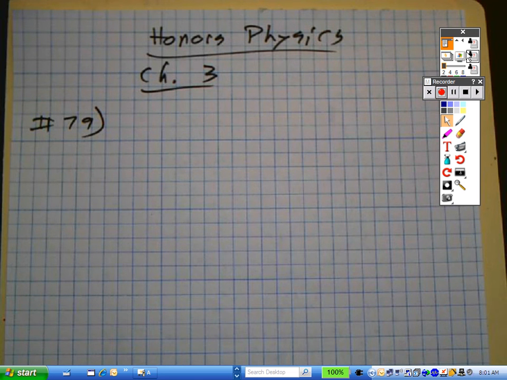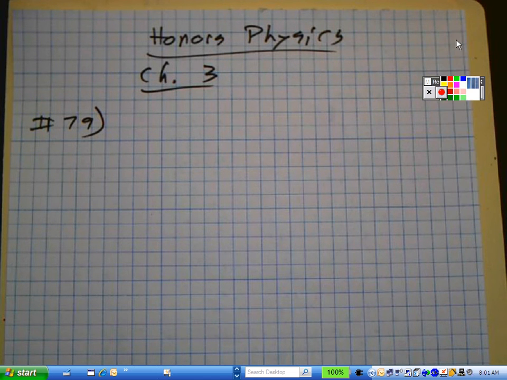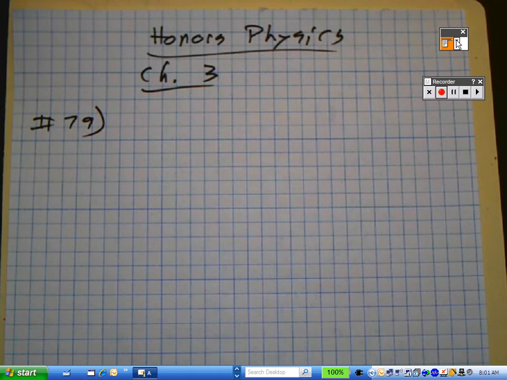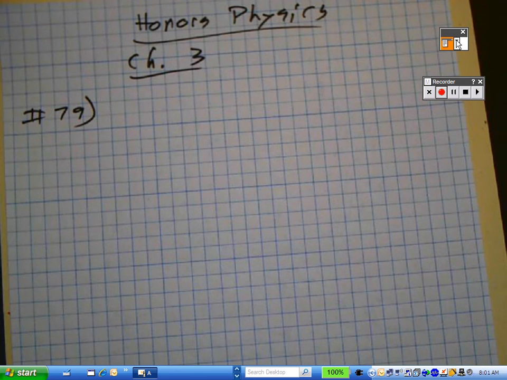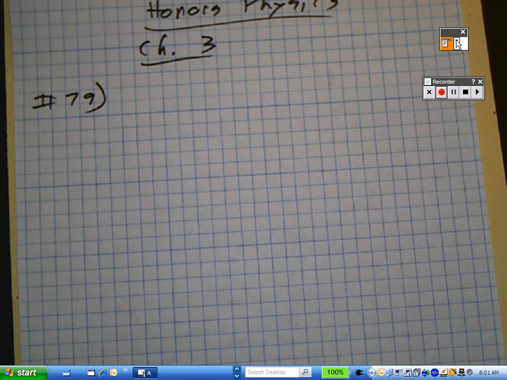Hey, honors physics students, how about a few hints for the text assignment on chapter 2 and 3? Probably you already noted that the textbook assignment is only on chapter 3. There are some problems on chapter 2 that are pretty good, but we're going to ignore them for right now. So the chapter 3 assignment, remember these hints.